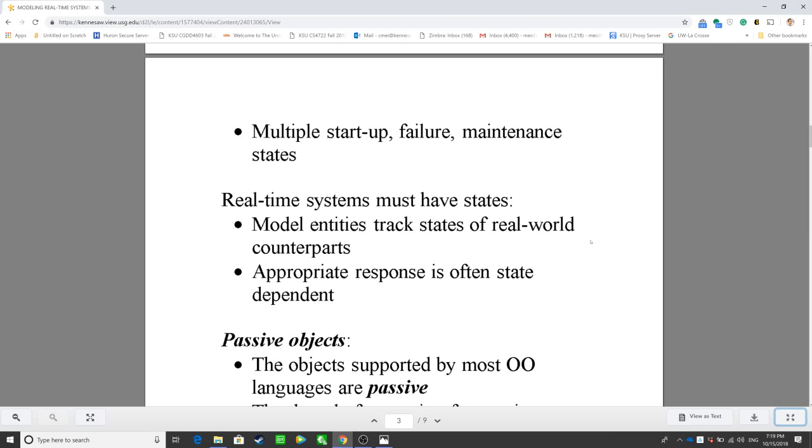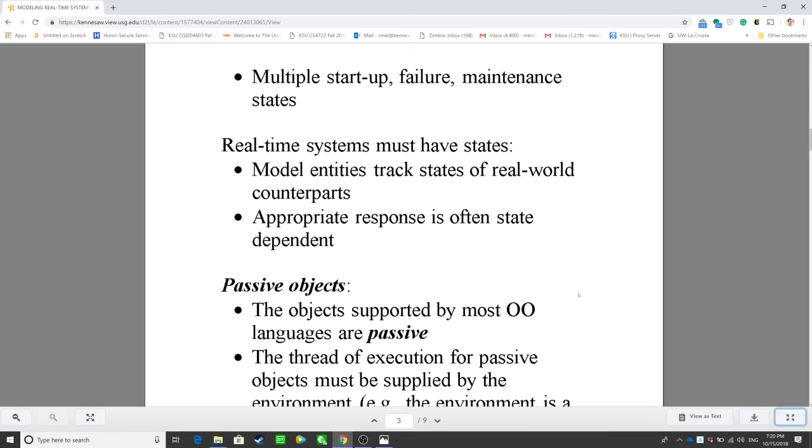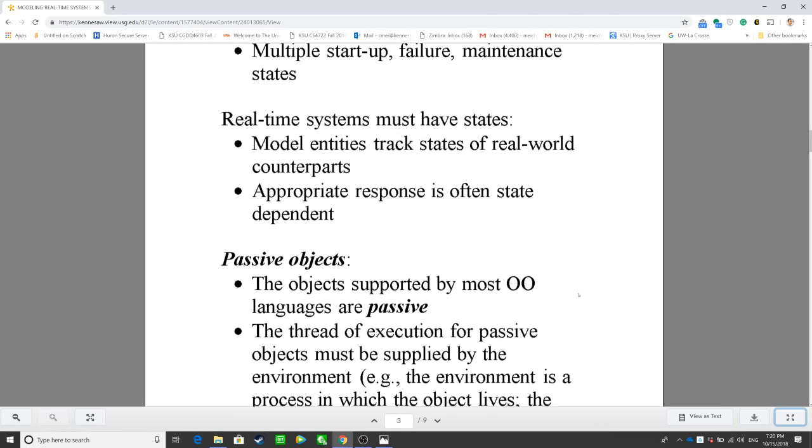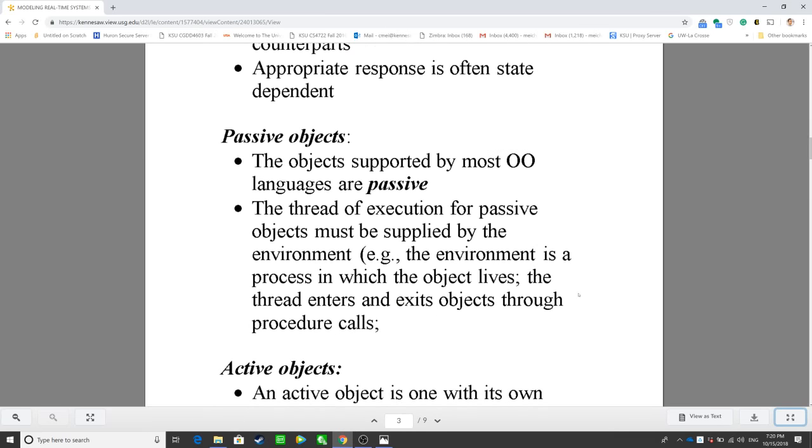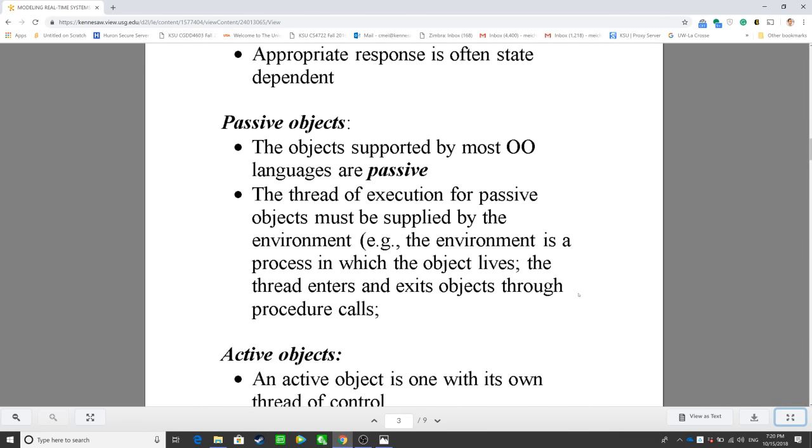If the same events happen, they can trigger different changes to the system. It depends on which state the system is currently in, or currently on. So it must have state for us to model this behavior, this reaction, of the real-time system, right?